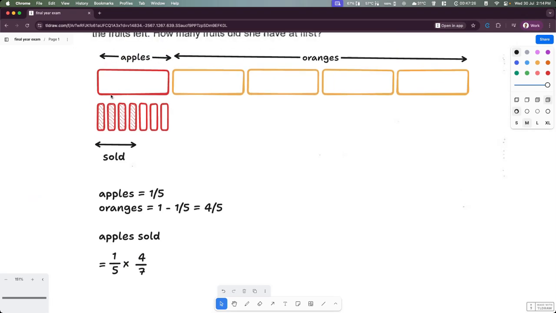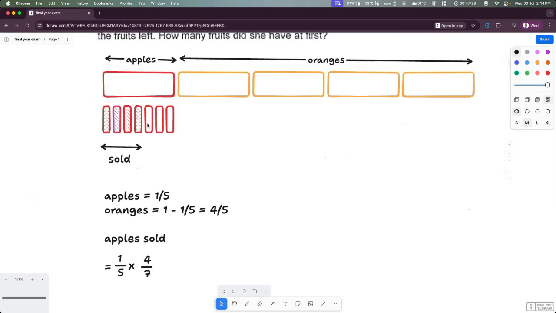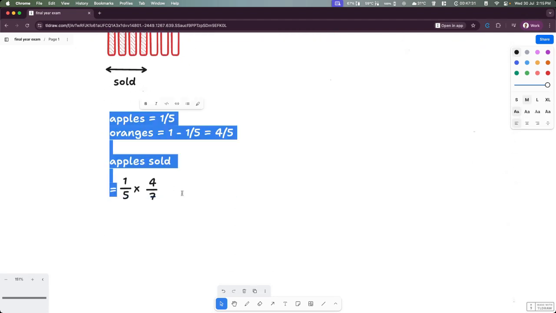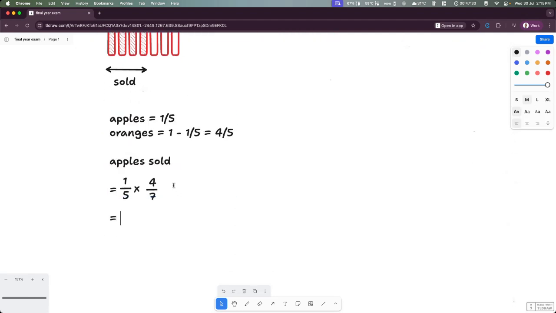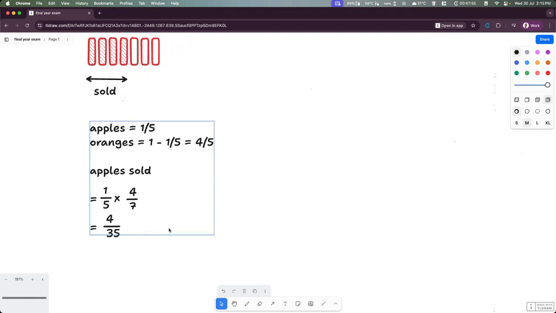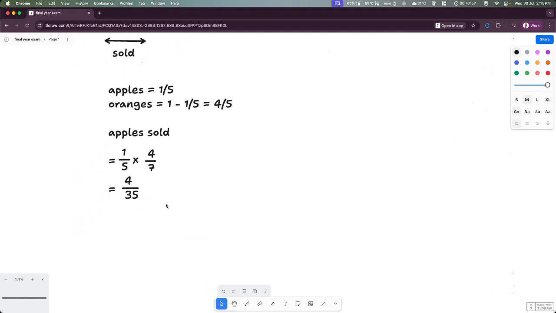Okay, so in this case, if you were to guess one part is equal to 7, that means the apples sold is, in fact, if I were to just get the answer to this, so 4 times 1 equal to 4, 5 times 7 is equal to 35. Okay, so in this case over here, apples sold is 4 out of 35, right? So this also means that 4 out of 35 apples are sold.